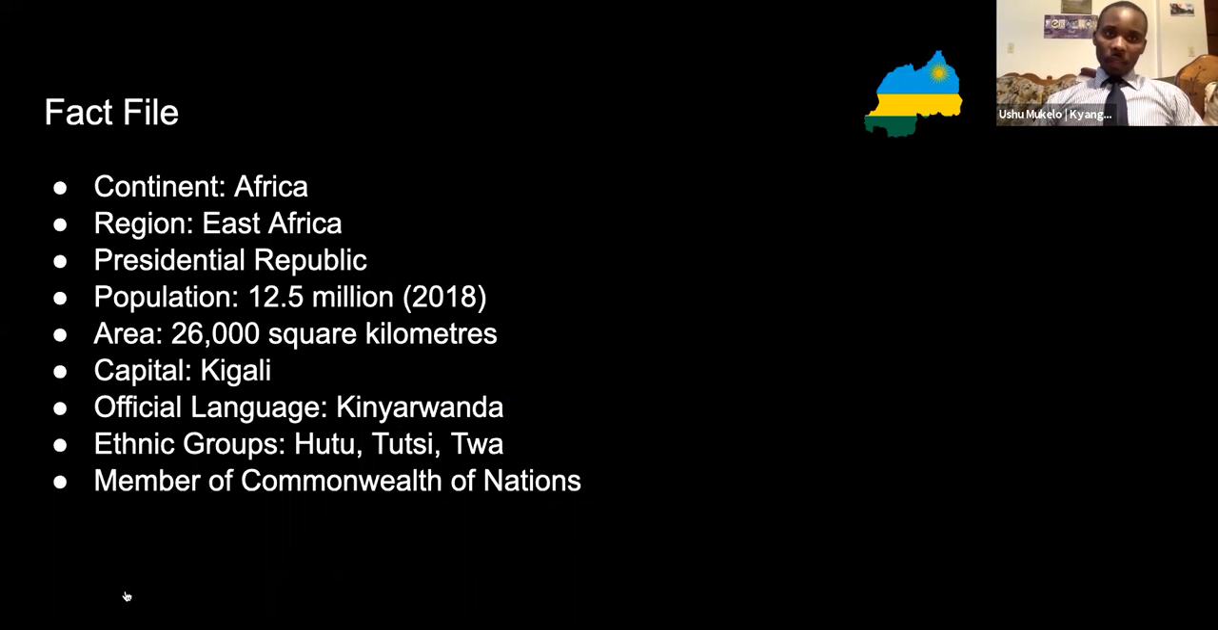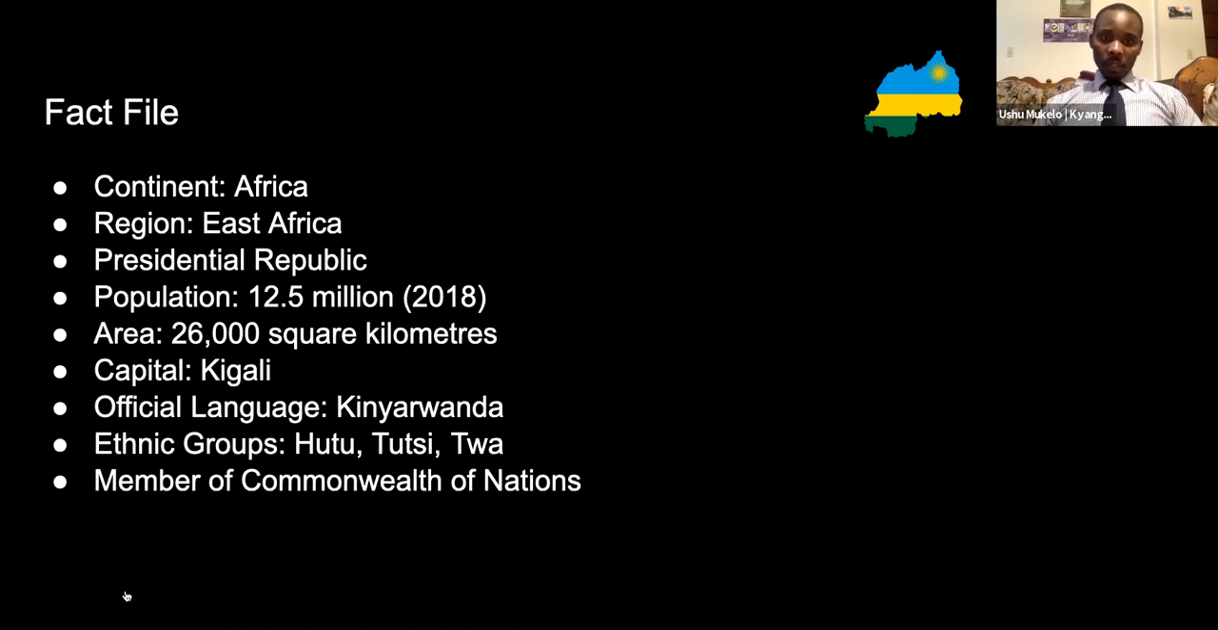For the fact file, Rwanda is a country located in Africa, specifically in the East African region. It's a presidential republic. Its population as of 2018, according to the statistics from the World Bank, is about 12.5 million. Its area is 26 square kilometers. The capital, Kigali, is located at the center of the country. And the official language is English, but Kinyarwanda is also used in many of the official work.